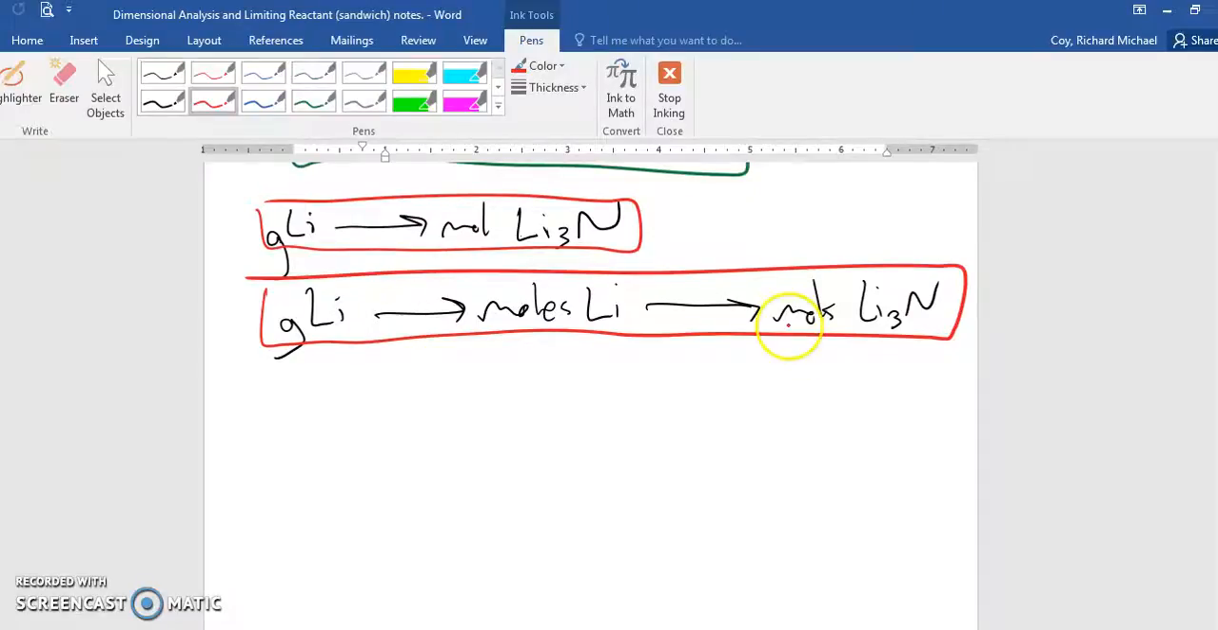I'm doing 2 conversions here. Here's the sandwich-o-matic part. We need to build a tool, then use the tool. The tool is going to be a conversion that helps me go from grams of lithium to moles of lithium to moles of lithium nitride. Each of these arrows represents one conversion.